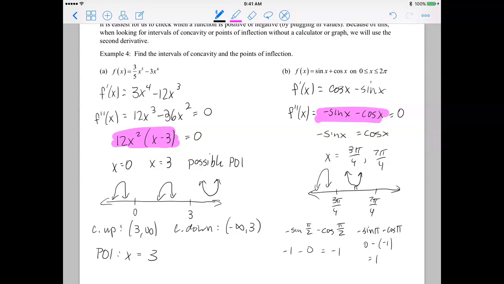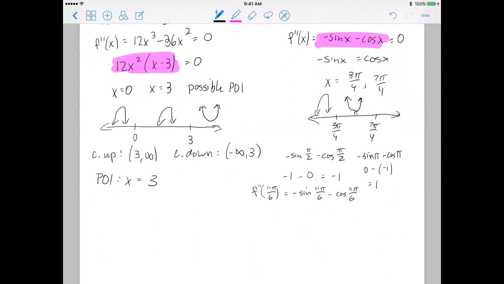And then in the final interval, I'm not going to be able to do anything that's on an axis, but I could plug in perhaps 11 pi over 6 if I wanted to. So if I plug in 11 pi over 6 into the second derivative, that's going to be negative sine of 11 pi over 6 minus the cosine of 11 pi over 6.